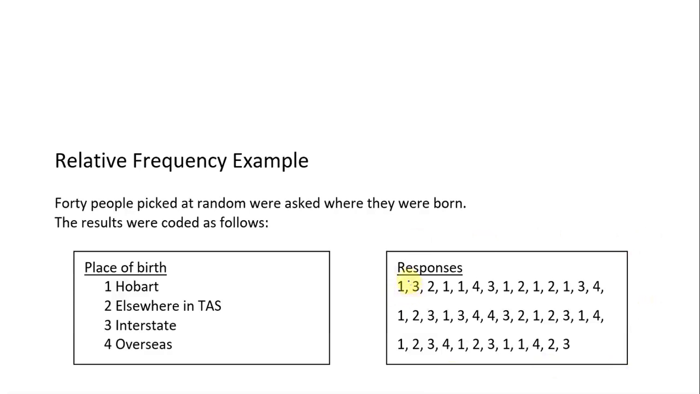So the first person answered number 1, which meant they were born in Hobart. The second person answered with the number 3, which meant they were born interstate. The next person answered with a number 2, which meant they were born elsewhere in Tasmania. 2 more 1s, 2 more people born in Hobart, followed by 4, which means born overseas.